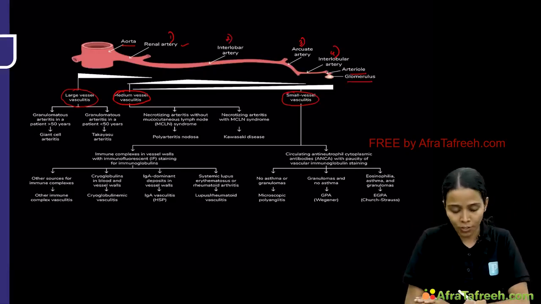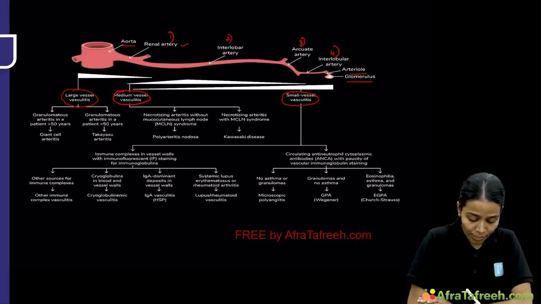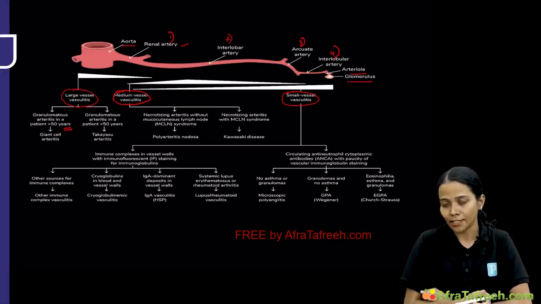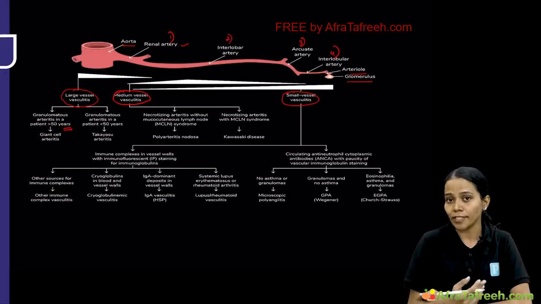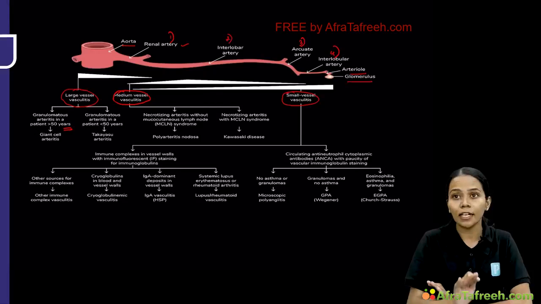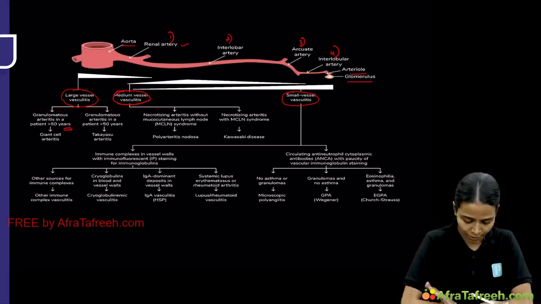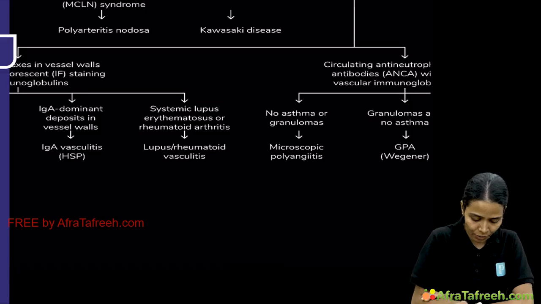Then, in large vessel vasculitis, if a patient has granulomatous arteritis and is more than 50 years old, then you call it giant cell arteritis. And if a patient has granulomatous arteritis and is less than 50 years of age, then you call it Takayasu's arteritis. So if a patient has granulomatous arteritis at more than 50 years, it will be giant cell arteritis. And if the same patient has granulomatous arteritis at less than 50 years, it will be Takayasu's arteritis. Okay. So that is large vessel vasculitis.